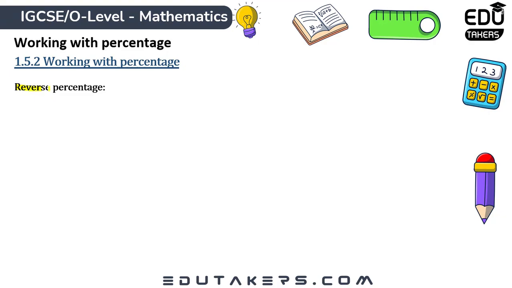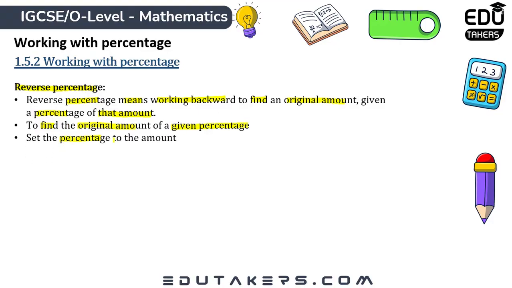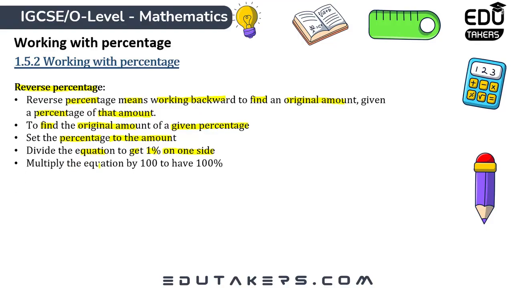Now reverse percentage. Reverse percentage means working backward to find an original amount given a percentage of that amount. To find the original amount of a given percentage, set the percentage equal to the amount. Divide the equation to get 1% on one side. Then multiply the equation by 100 to have 100%. Keep in mind that 100% of the given value is the original amount.